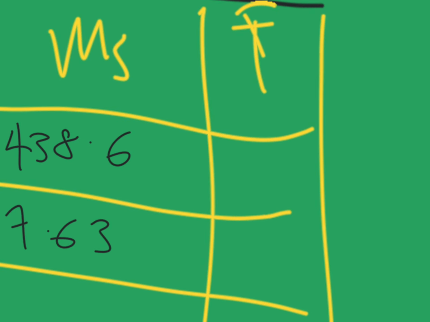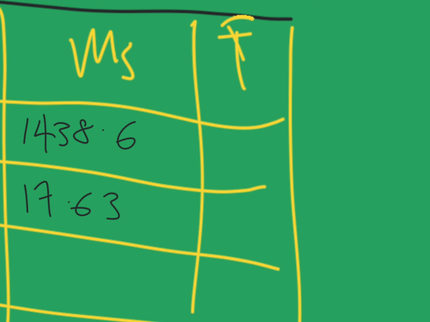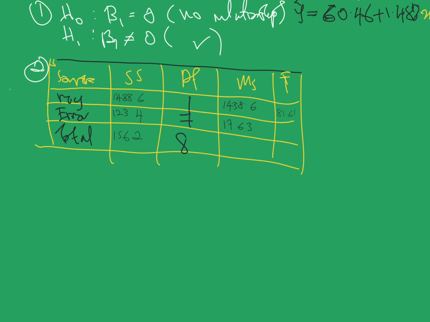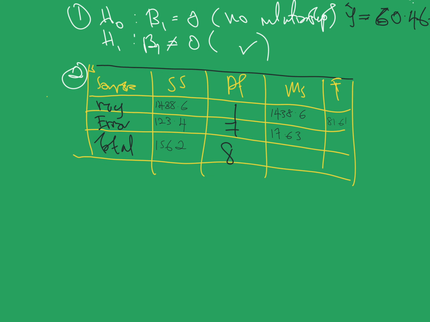Ultimately we want to find the F value, which is this one. To find the F value, we need to divide the MS, which is 1438.6 over 17.63. Divide it and you should get 81.61. There you have it. The F value for this equation is 81.61.